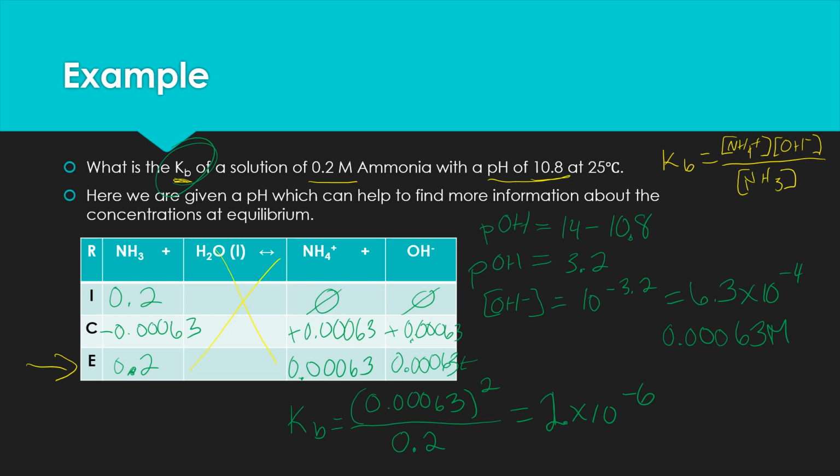So pH and pOH can really help us in setting up a rice table because they give us an equilibrium value. Right? It gives us one of those values and then we're able to unlock the rest of the table.